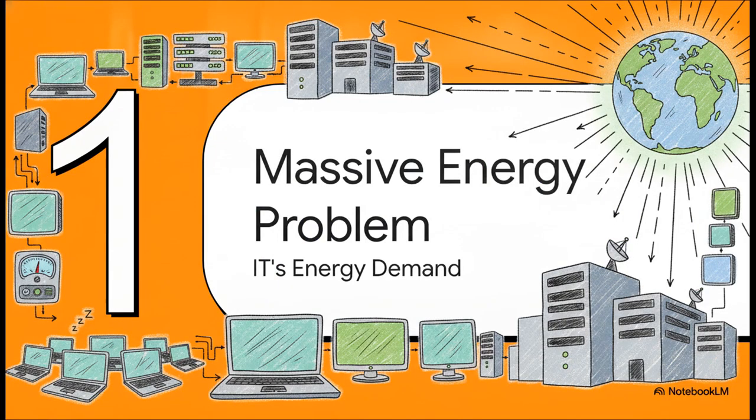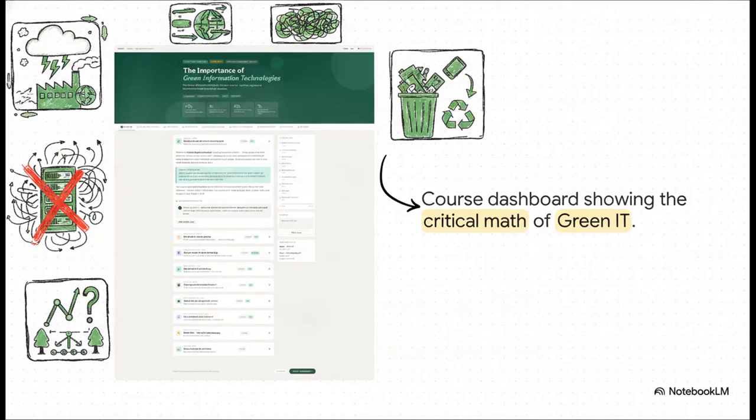Starting off with Section 1, the massive energy problem, focusing on IT's growing energy demand. To truly understand the sheer size of IT's energy consumption, we really have to look at the macro-level global math. Right at the top of the curriculum's dashboard, which basically serves as a high-level view of system-wide metrics, before we even get to the reading list, the course lays out 4 terrifying statistics to frame the entire scope of the problem. Let's break those down.